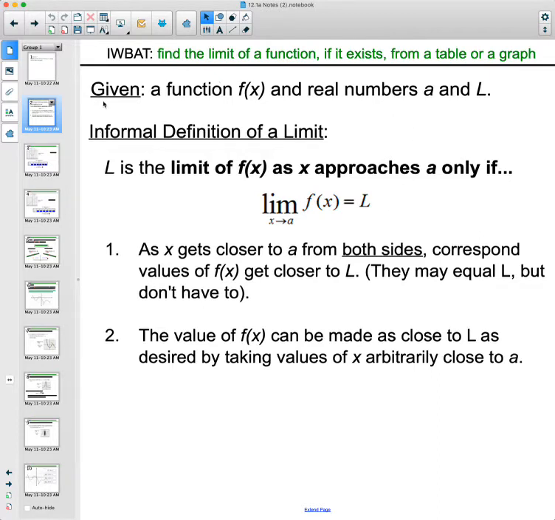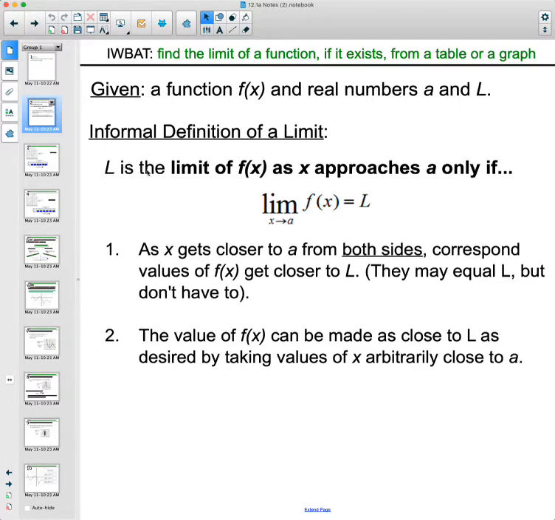So we're just going to say that we're given a function f of x for real numbers a and L. So a is just a real number, and L is just a real number, okay? So this could be anything. The informal definition of a limit is: L is the limit of f of x as x approaches a. Remember, a is just any real number, any number that we could plug in as the input to a function, okay?